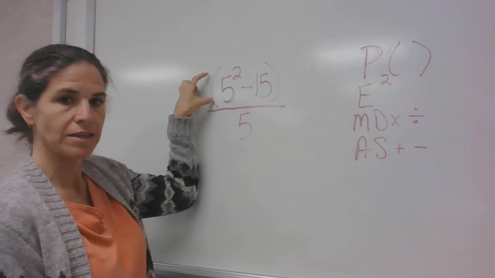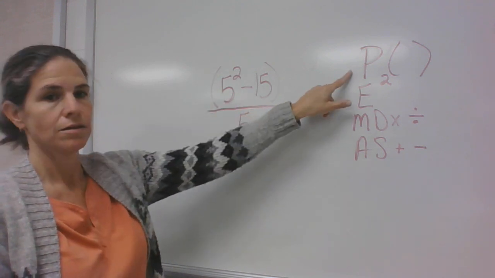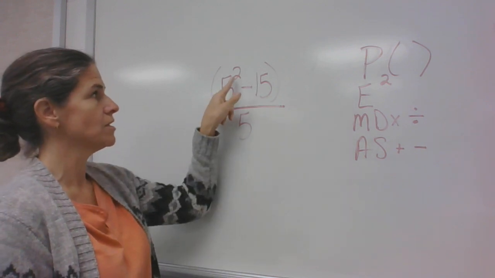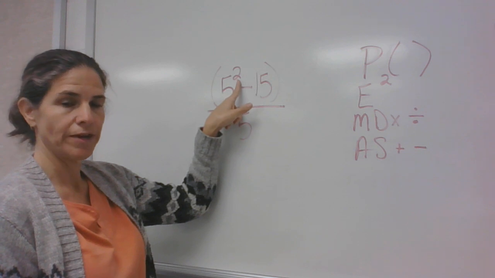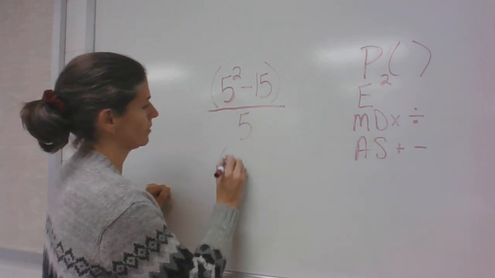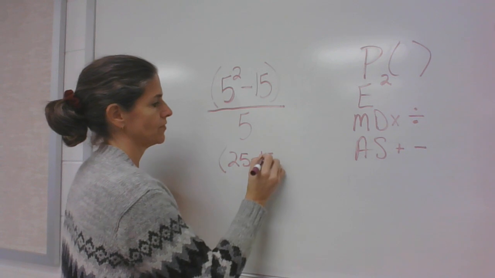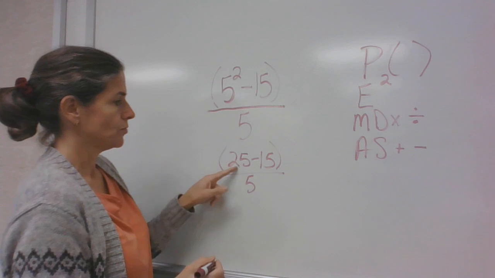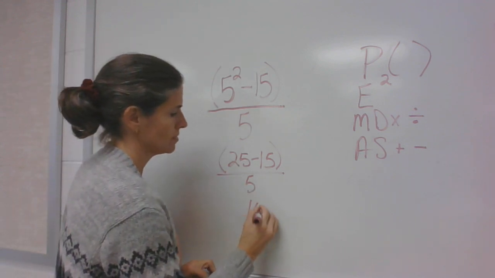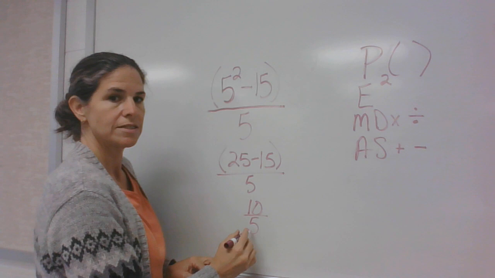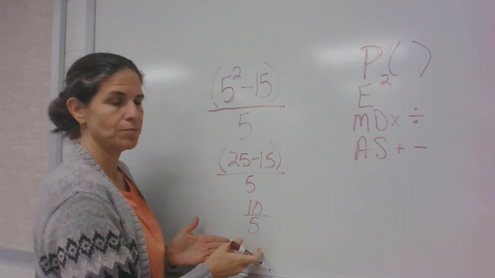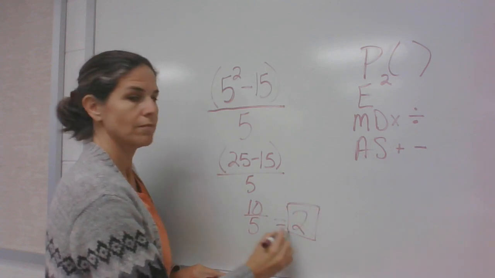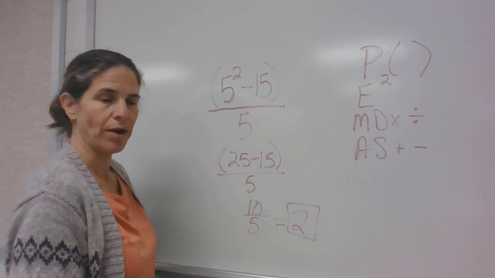So first thing I have to do is anything in parentheses, right? I do exponents in there first before I can do my subtraction. So first is exponents. 5 times 5 is 5 squared, that's 25. So I'll have 25 minus 15 over 5. 25 minus 15 is 10. 10 divided by 5. Now I can do my 10 divided by 5, and that equals 2. Here's my work for that problem.